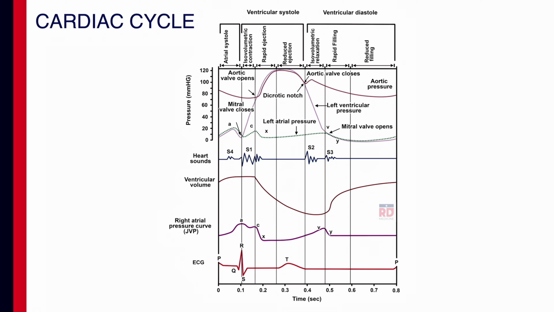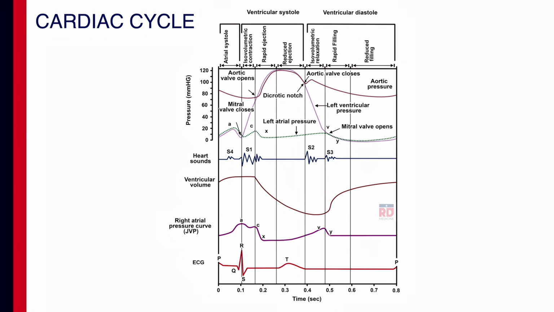Let's continue. All right, let's take a look at this big integrated cardiac cycle diagram. Extremely high yield for Step 1. You need to understand everything going on here. Everything is happening at once: pressure changes, valve movements, heart sounds, electrical activity. But don't worry, I'm going to break it down step by step.